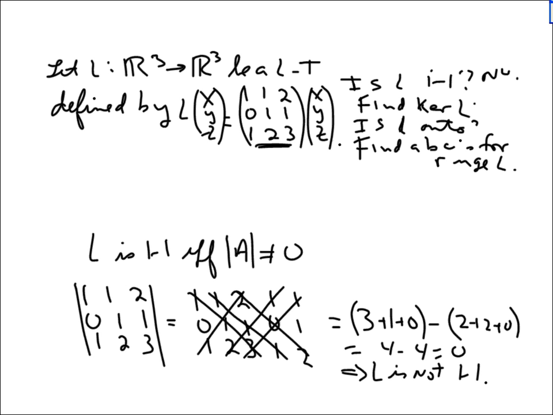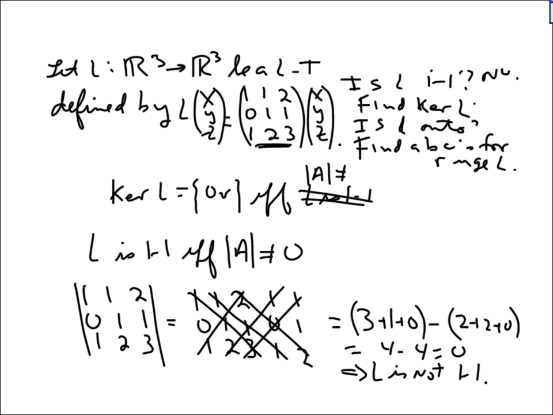Now, the kernel of L just contains the zero vector if and only if L is 1 to 1. But L is 1 to 1 means the determinant of A is not zero. Okay. Now, these two statements are the same. But that one's not true in our case.